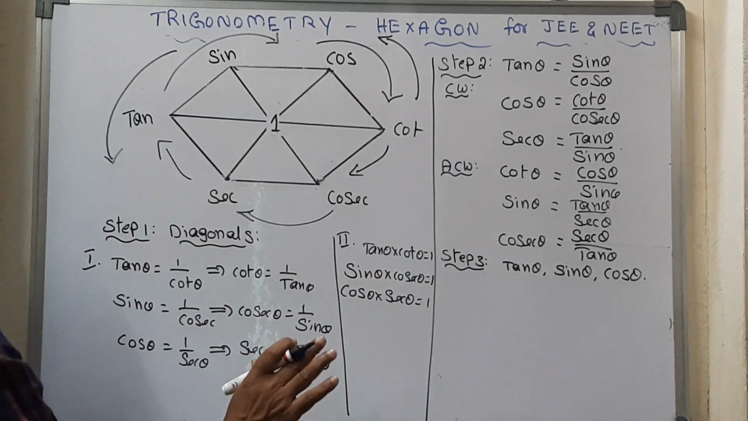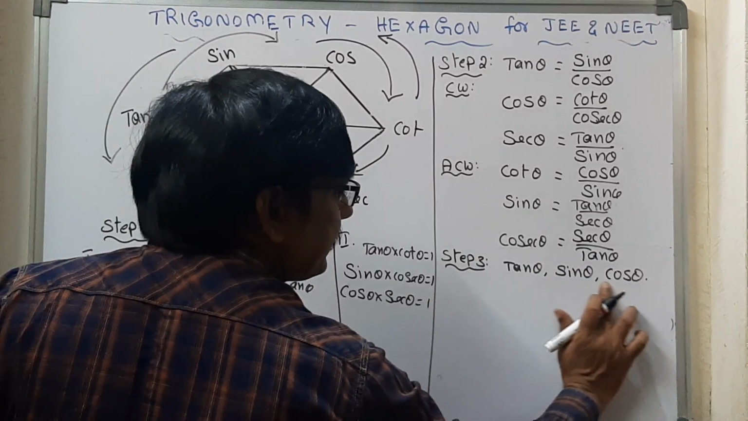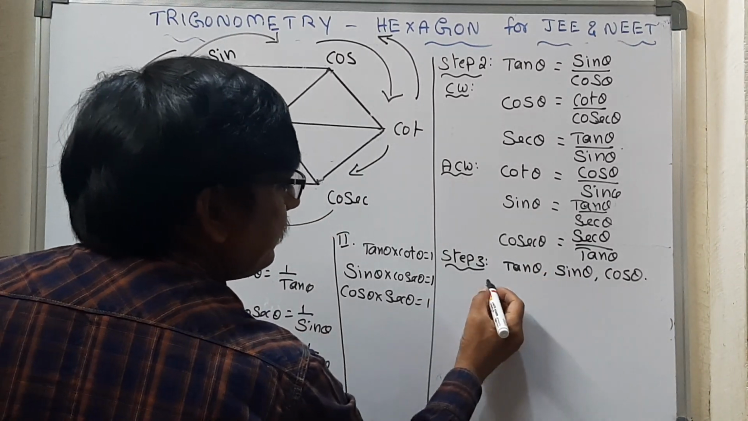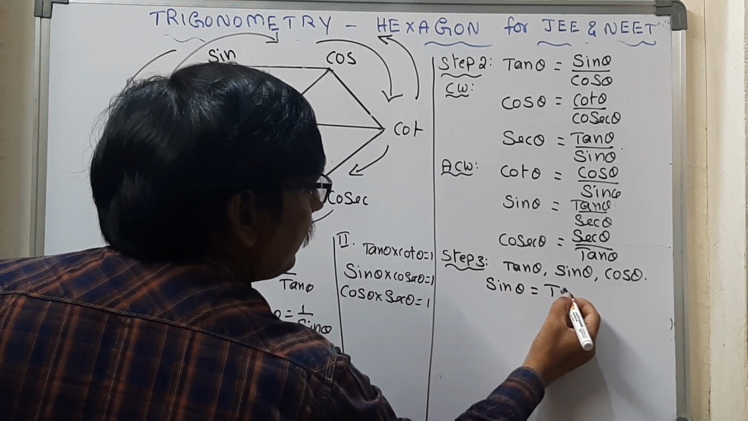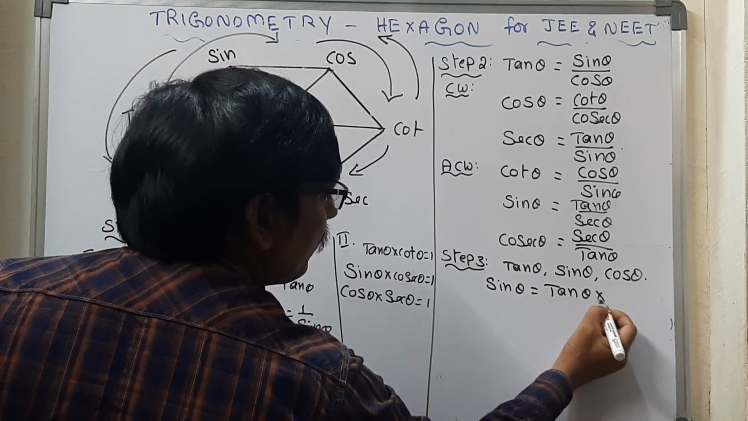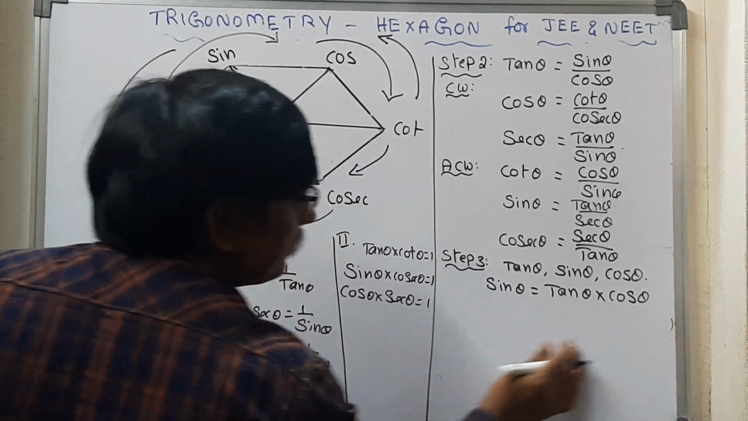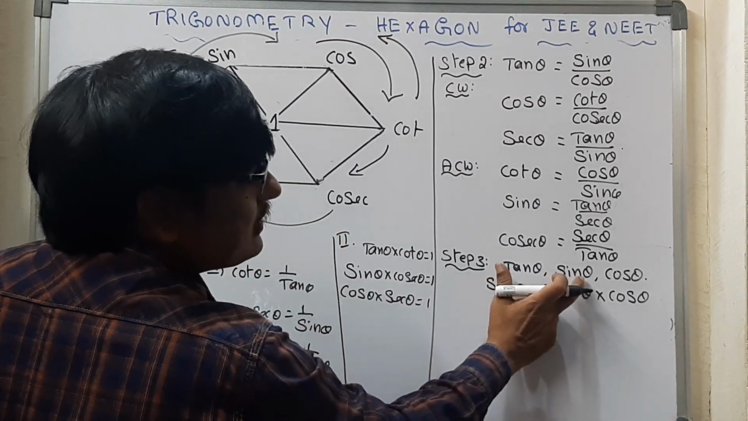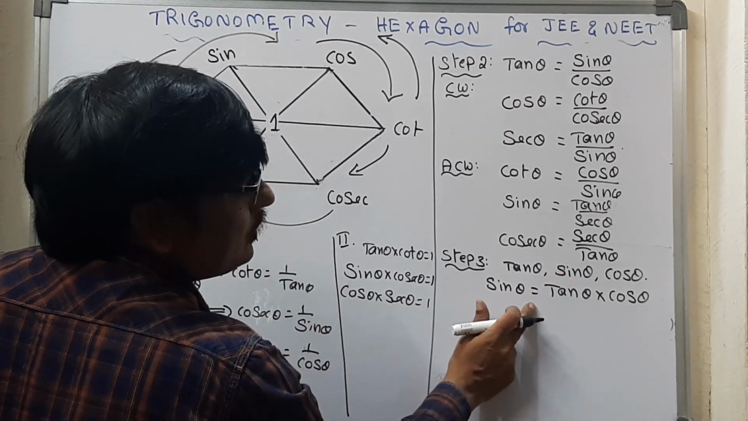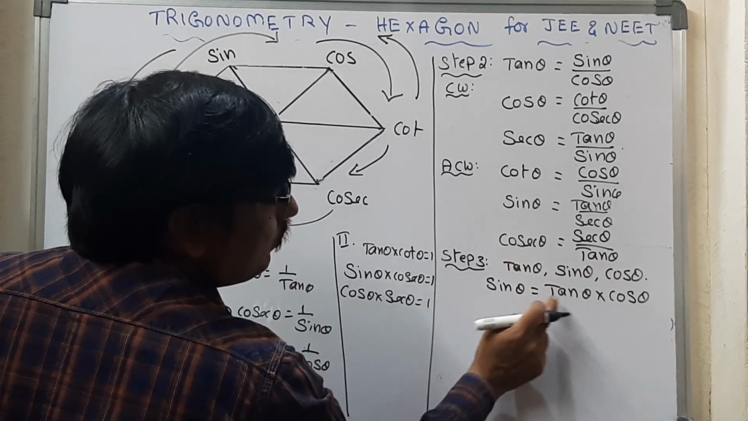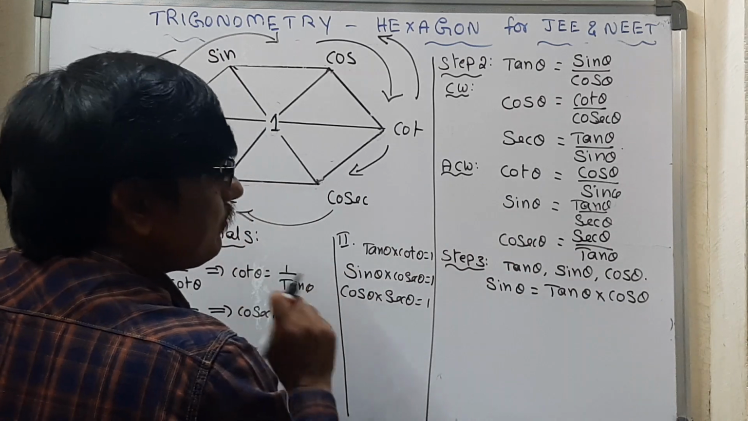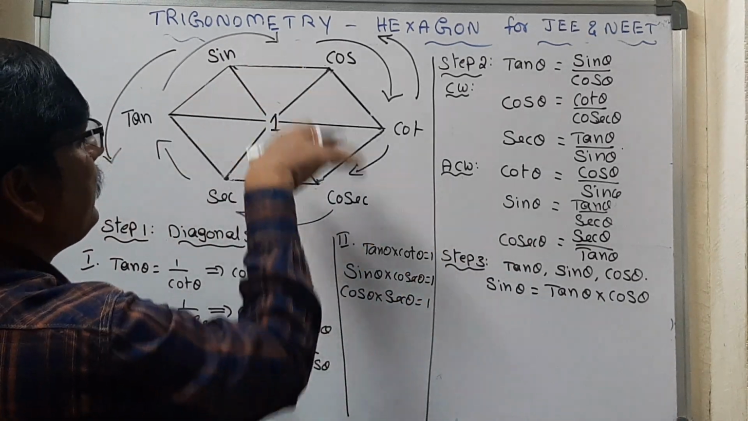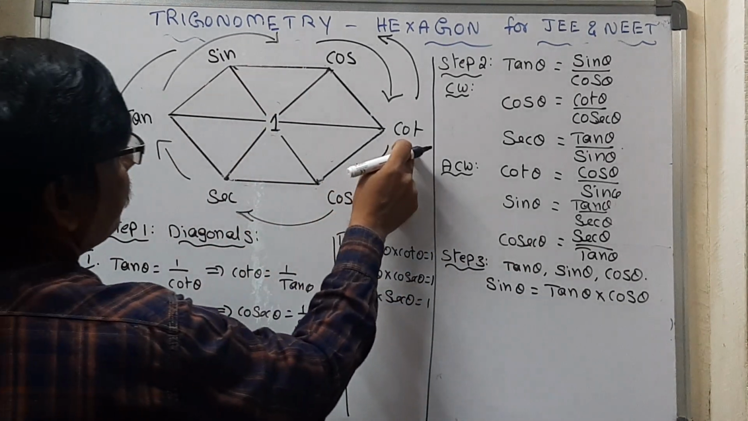If you take this one here, the middle function sin theta is equal to the multiplication of the remaining 2 functions. Sin theta is equal to tan theta into cos theta. Any function you take, randomly.